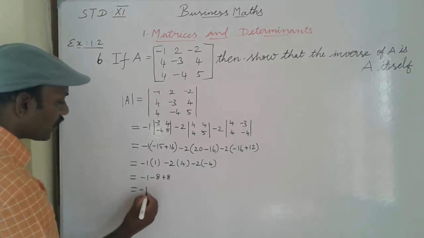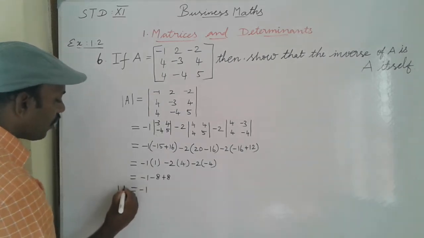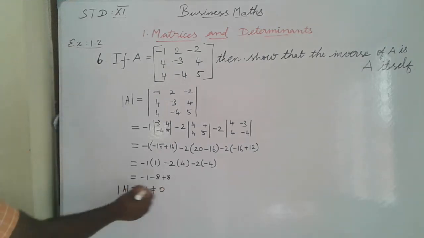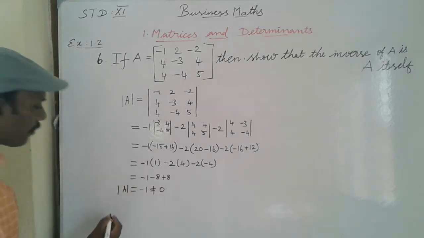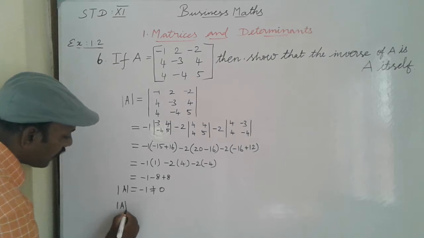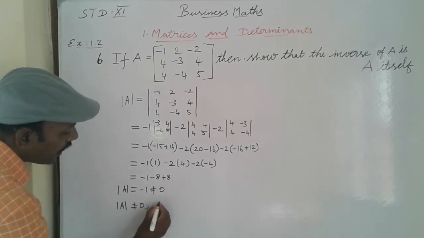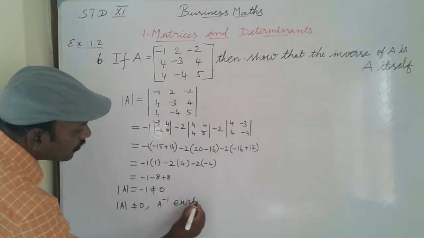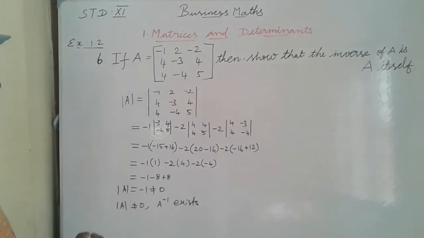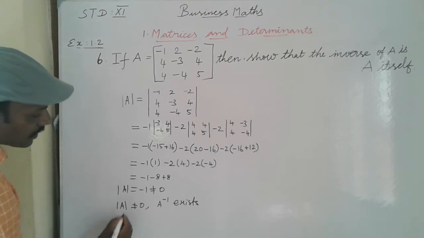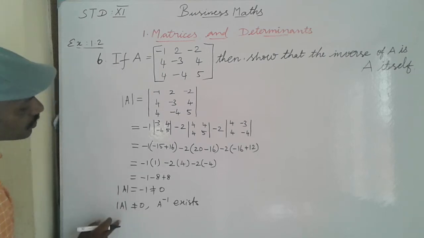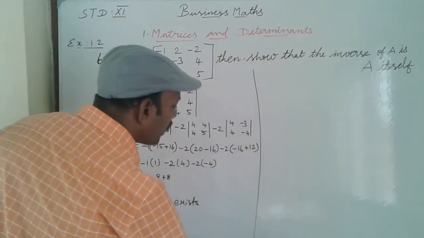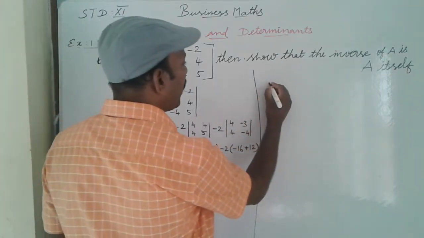What remains is minus 1. This is the determinant of A. It's not equal to 0. So determinant of A is not equal to 0, therefore A inverse exists. So now we should find A inverse, so we should find adjoint A. Before adjoint A, we should find Aij, the cofactor of A.